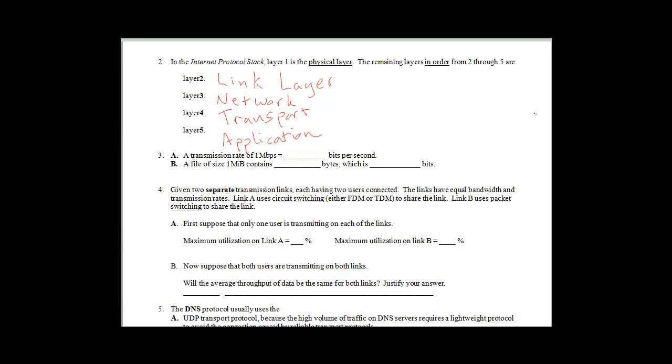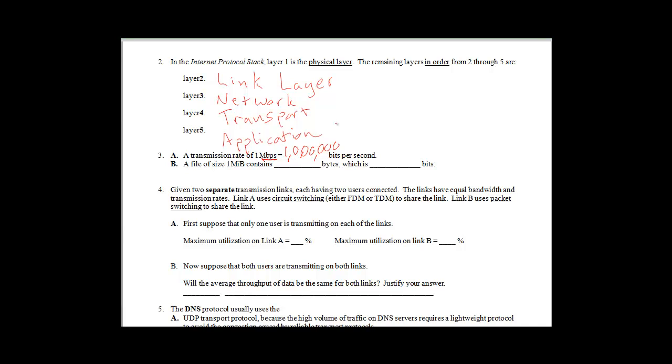We're still in base definition kind of stuff here, so these all should have been pretty quick for you guys. A transmission rate of 1 megabit per second. This is a decimal prefix because we're dealing with rates here, networking rates. So 1 meg is 1 million, so 1 million bits per second.